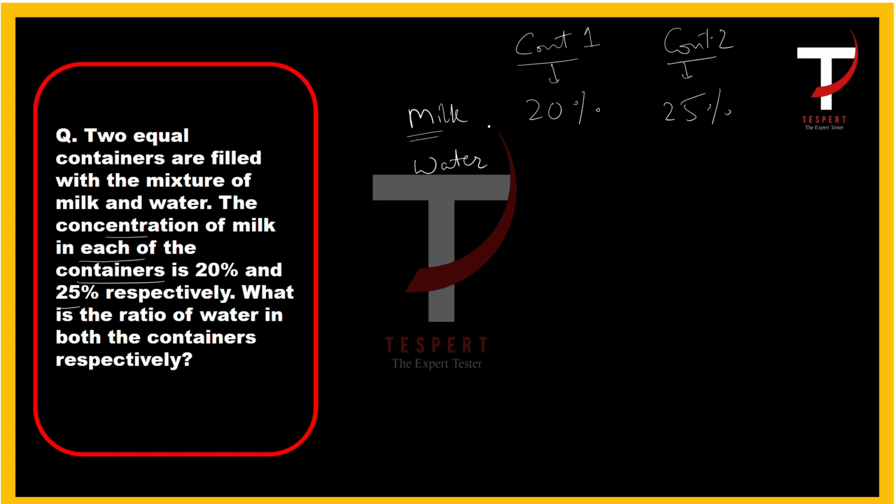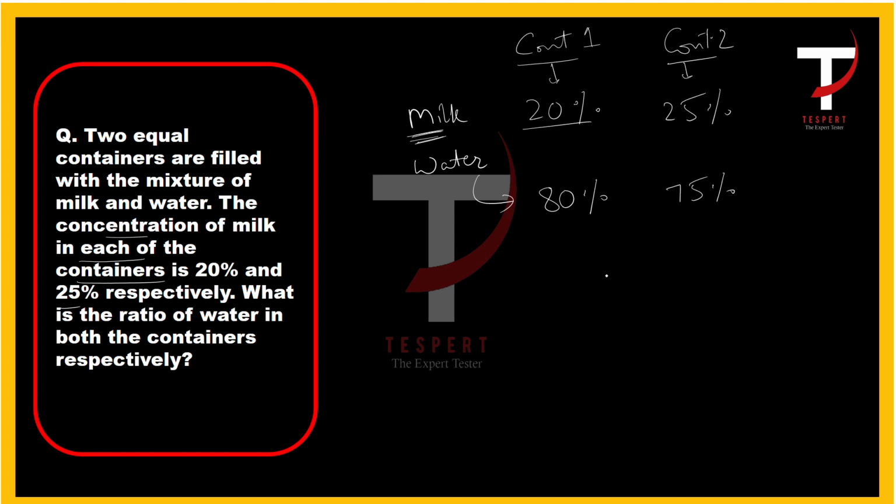So in container 1, if the percentage of milk is 20%, then what is the percentage of water? The percentage of water is 100 minus 20, which is 80%. In container 2, if the percentage of milk is 25%, then the percentage of water is 100 minus 25, so the remaining percentage is water.